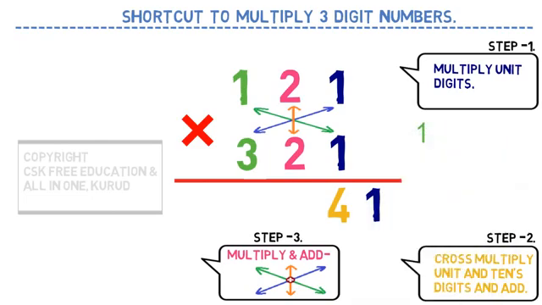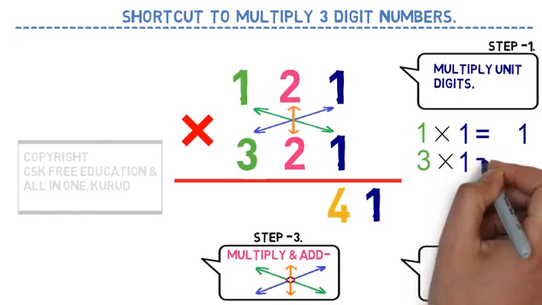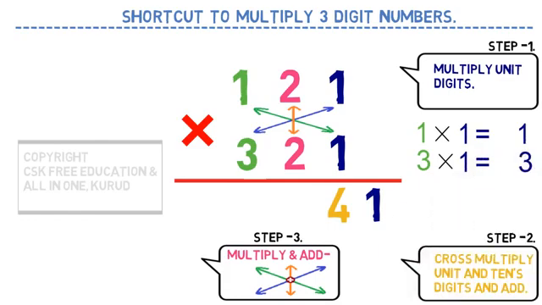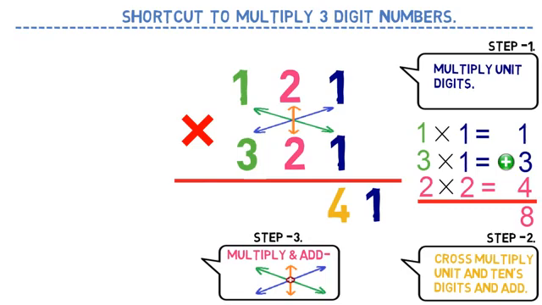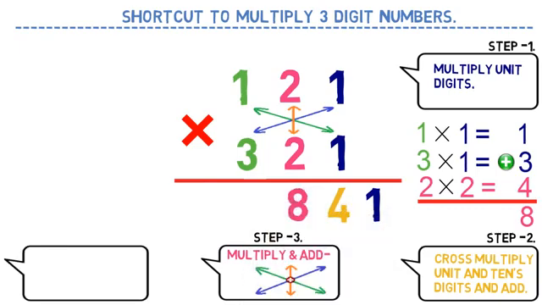So let's do it. We have 1 into 1. This is gonna be 1. Now 3 into 1. This is gonna be 3. Now 2 into 2. This would become 4. Now add all these: 1, 3 and 4. The sum is 8. This is the hundreds digit of our answer.